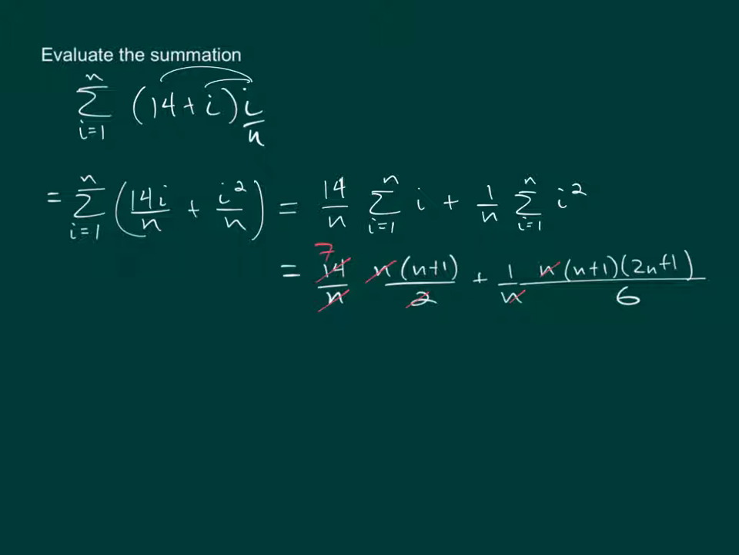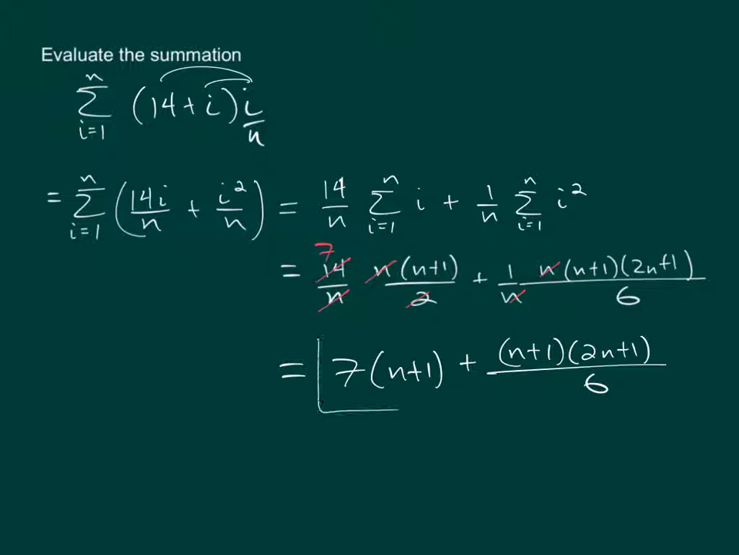So now we can rewrite our final answer as 7 times n plus 1 plus n plus 1 times 2n plus 1, all over 6. So here is your final summation for this sum up here. This is the final simplified version. And again, you want to keep in mind that you can reduce n's in most cases, almost all the time. And then if you can, you want to reduce the constants that are being multiplied as well.